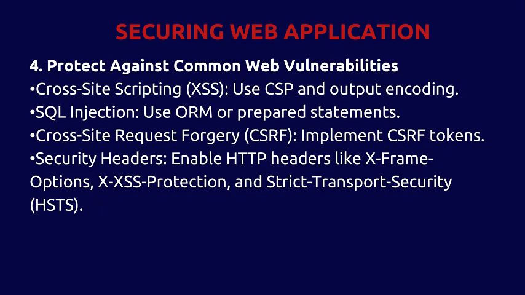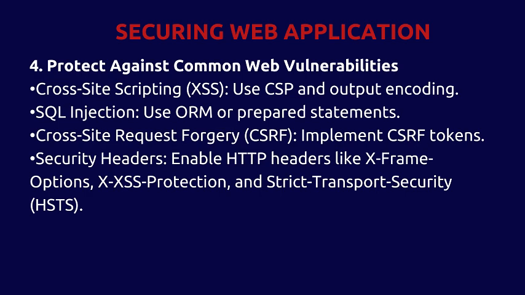Number 4, we have the protection against common web vulnerabilities. Number 1, we have cross-site scripting, which is XSS, which is prevented using CSP and output encoding. What is CSP? Content security policy. By using CSP and output encoding. Next, we have SQL injection. You use the ORM or prepared statements.